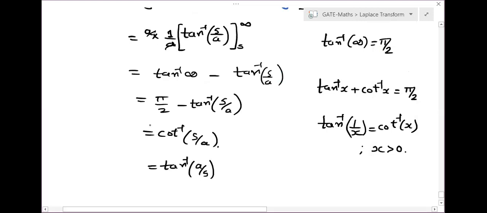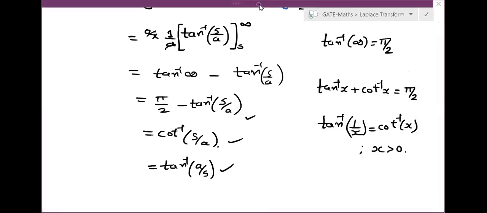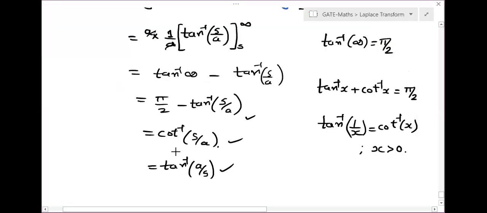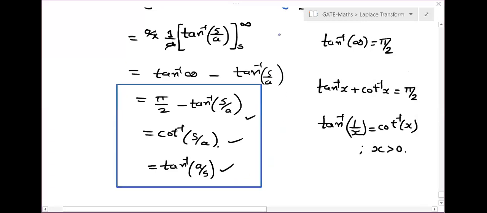GTU students can stop here, but for GATE you need to know all such conversions. So this is your final answer. Now, based on these answers, you can choose whichever is in the options. Is it clear now? And these are all your formulae.